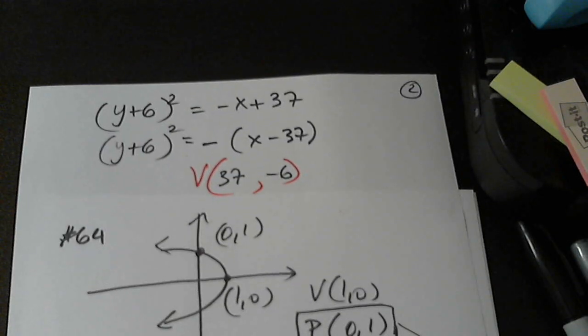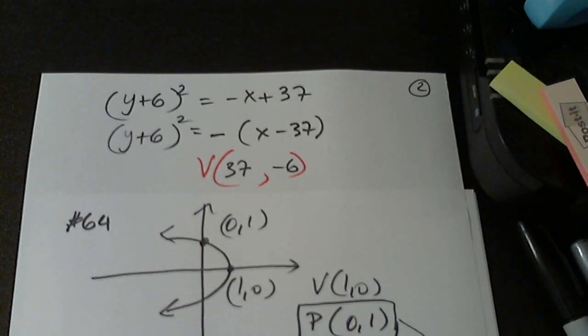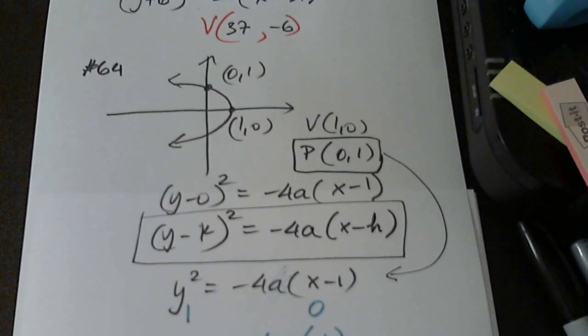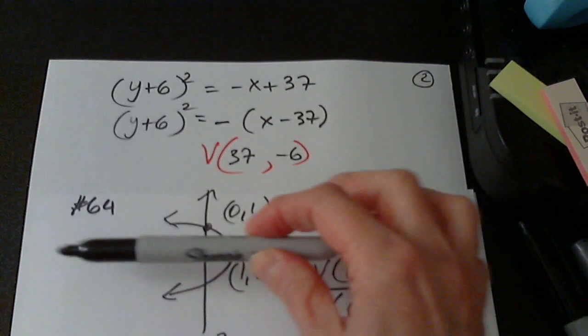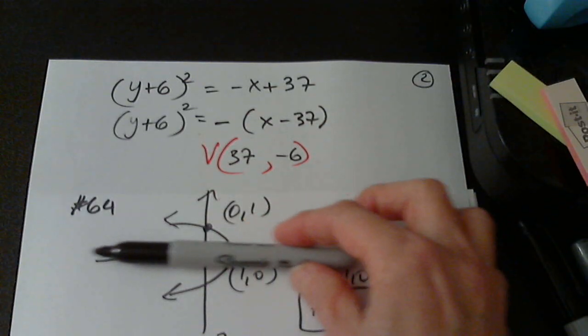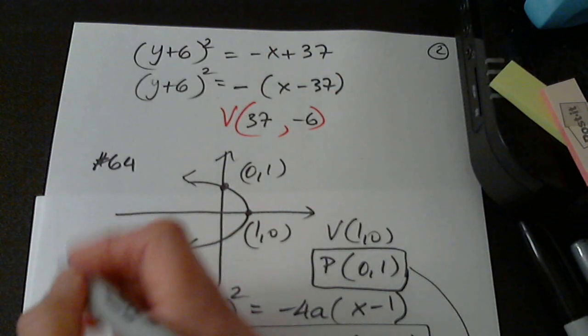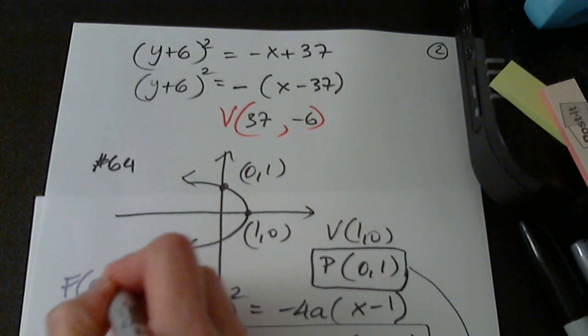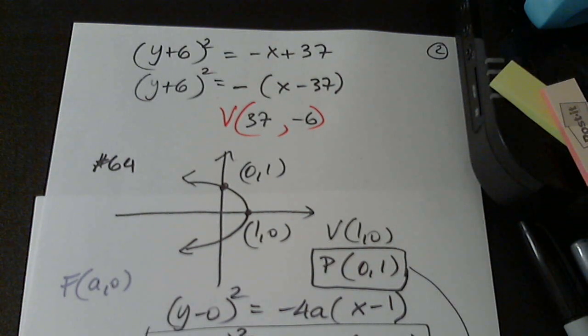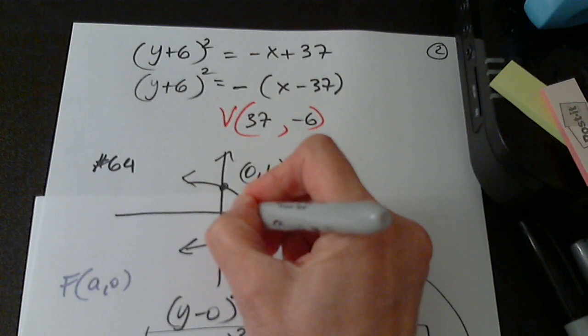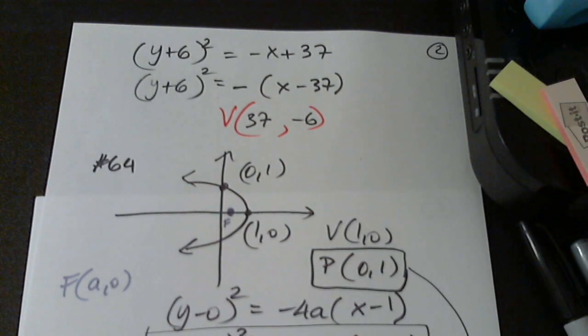Okay, so we want to find the focus, and we want to graph the focus and the directrix. So let me go back to the graph. Good. So remember, A is 1/4. We know that the focus has to be on the x-axis. Since A is 1/4, the focus is a comma 0. So here it is. That would be the focus.